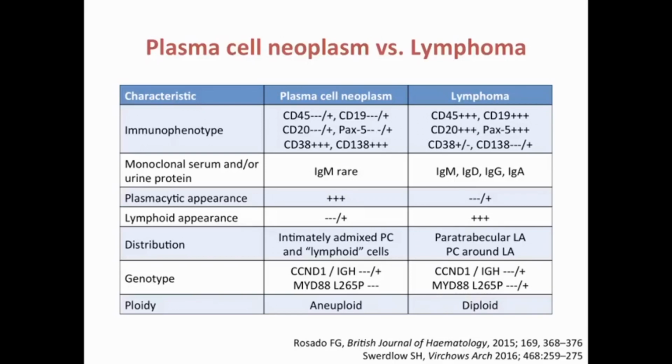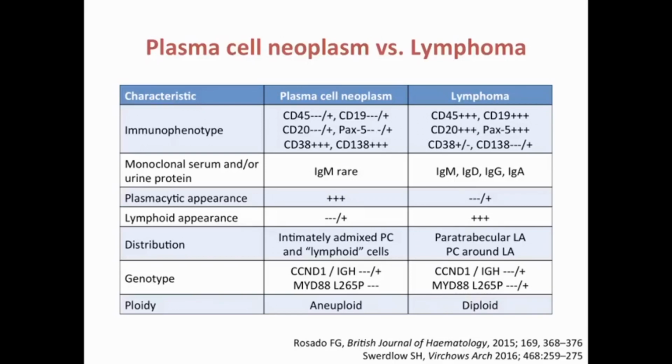Heavy chain expression is quite variable, but IgM is less frequent in myeloma and should at least raise the possibility of lymphoma or monoclonal gammopathy of undetermined significance. The appearance of the neoplastic cells can be deceptive, with plasma cell neoplasms sometimes having a more lymphoid appearance, as seen in our case, and lymphoma occasionally showing plasmacytic differentiation.